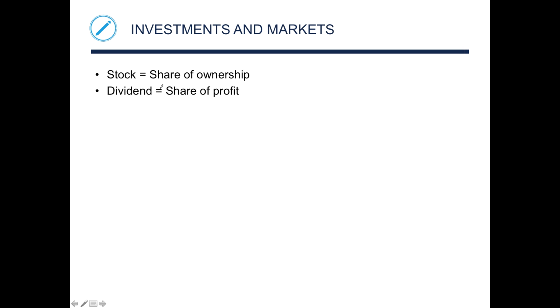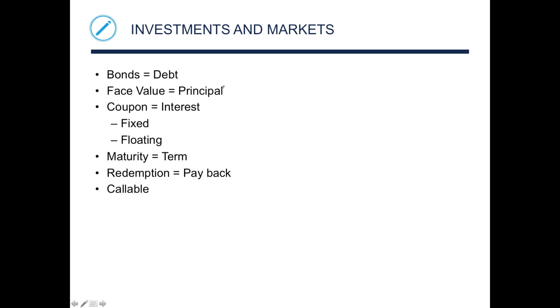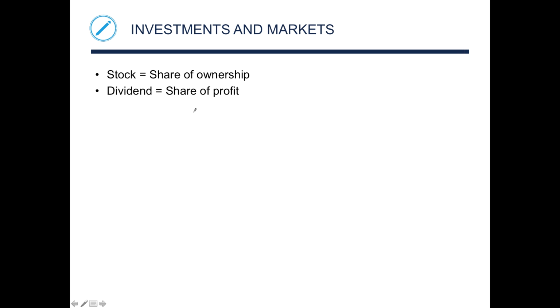Stock is when you have a share of ownership in a certain corporation or any other entity that has stock out there. And a dividend is a share of the profit. So remember how back here, the coupon payments are interest payments on the bonds. For stocks, they are a dividend or a share of the profit.